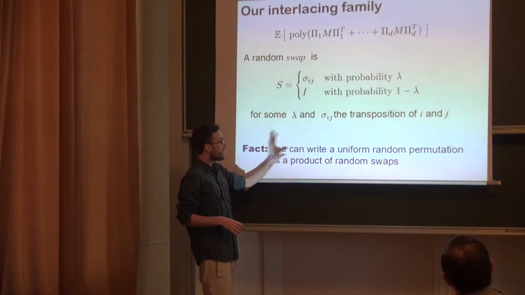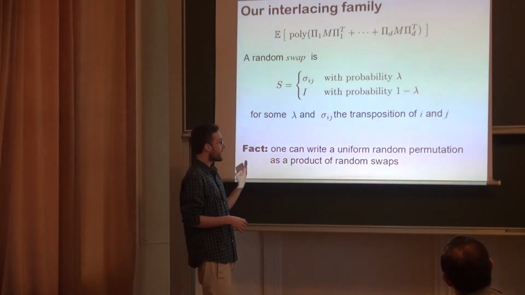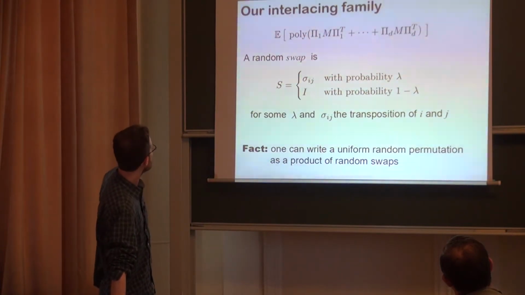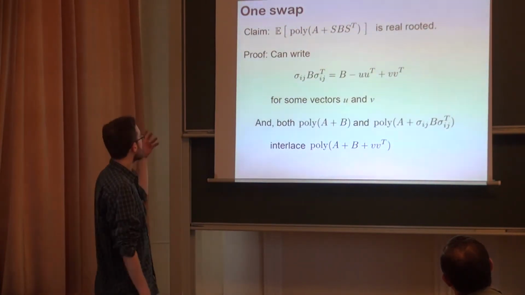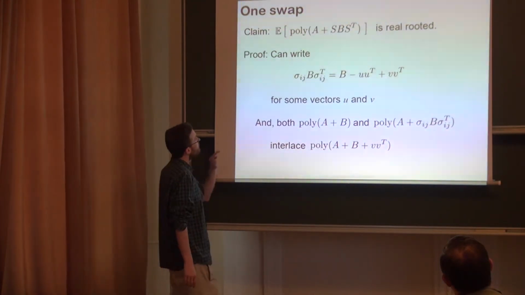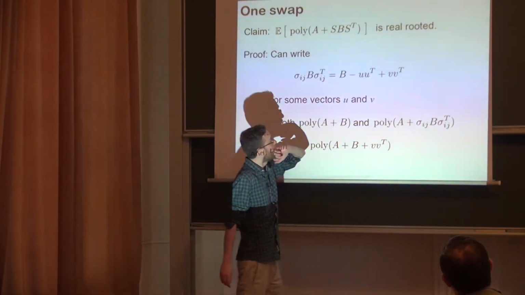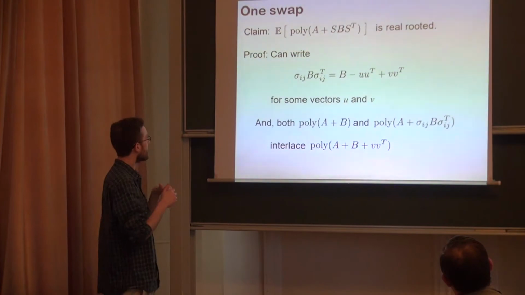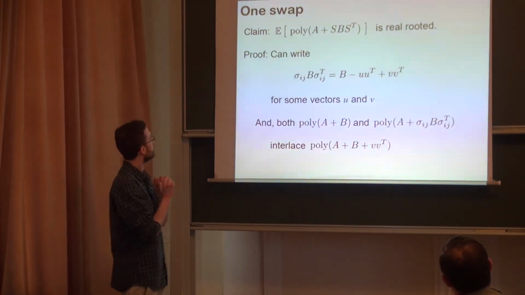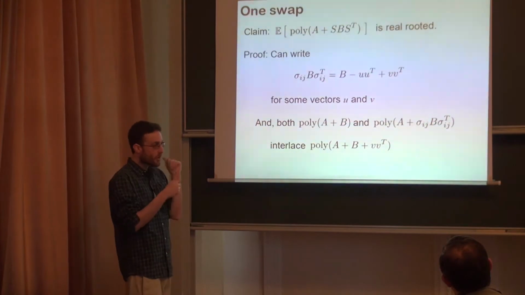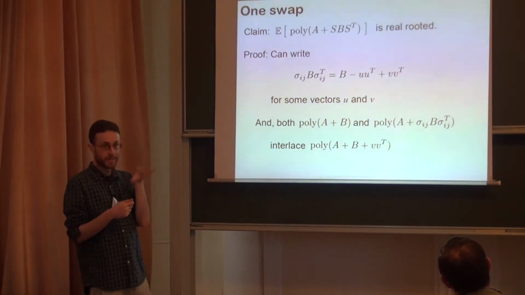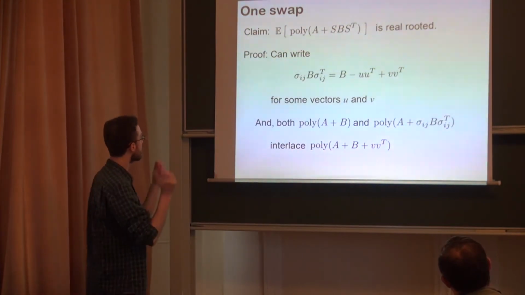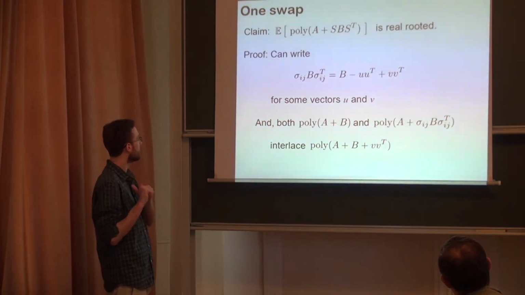And the idea is that you can then write a uniform random permutation as a product of these random swaps with different probability distributions. And the nice thing about the swaps is that they are essentially a rank 2 perturbation, which means that they will have a common interlacer. Because all rank 1 perturbations have a real interlacer, and so the perturbation which is in between this rank 2 one will have the same interlacer.